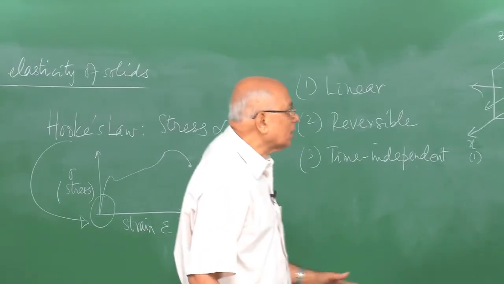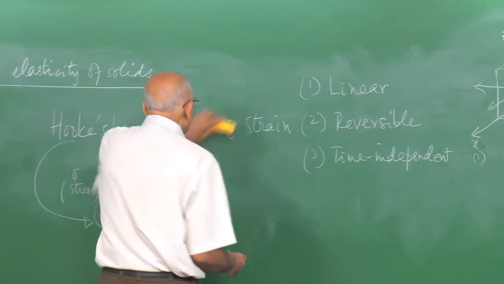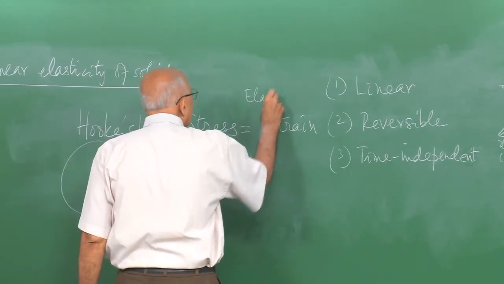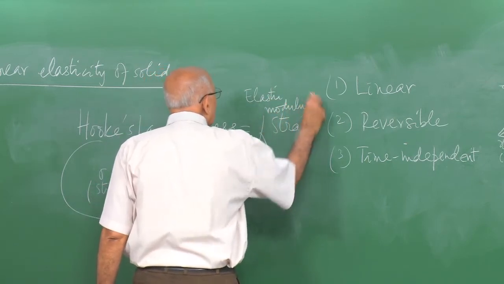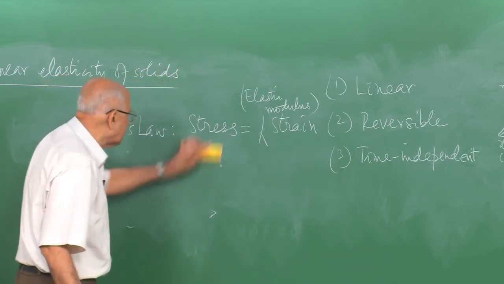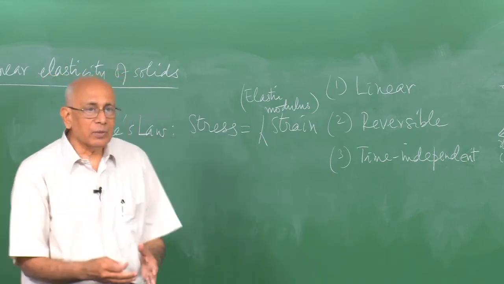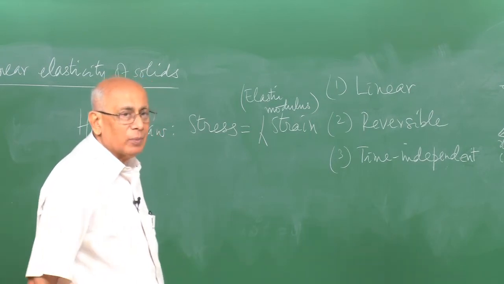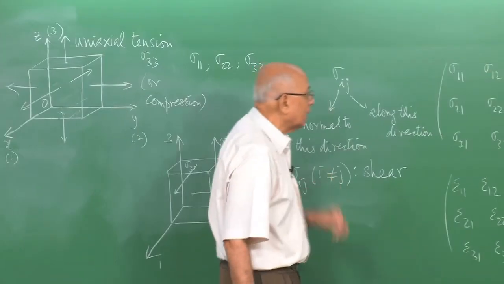So how many coefficients, or moduli of elasticity, do you have? Whatever you call this, stress is equal to elastic modulus multiplied by strain. And how many such coefficients of elastic modulus can one find? Well, you have 9 strains and each of them is a combination of 9 stresses. So in general there are 81 elastic moduli. But now there is a huge amount of reduction, as follows.